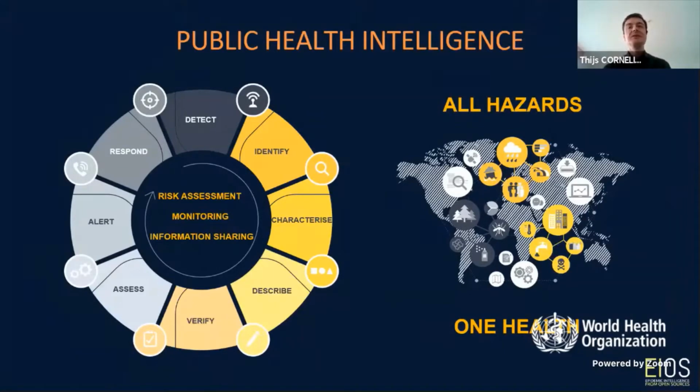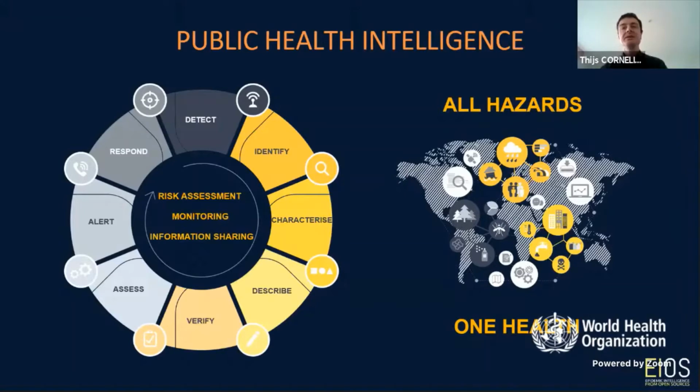Now the approach that we choose in EIOS is what we call the all hazards, one health approach. All hazards in the sense that we want to detect not only disease outbreaks, but in fact we want to monitor all different hazards that can affect human health. For example, we also consider natural disasters, man-made disasters or conflicts, anything that poses a threat to human health.